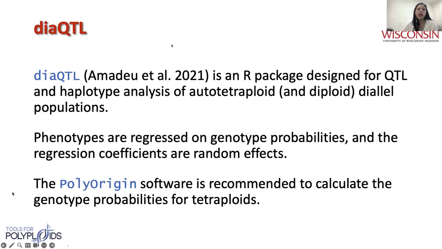The software that I'm going to be explaining is Polyorigin, which in this case is recommended to calculate these genotype probabilities in tetraploids when you have more than one population. There are other softwares that have been described in the previous sections, but as far as I'm aware, they do not do it for multi-parent populations, only for biparental populations.